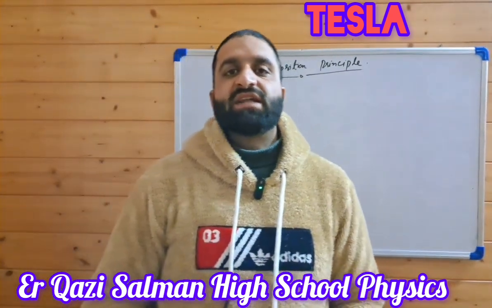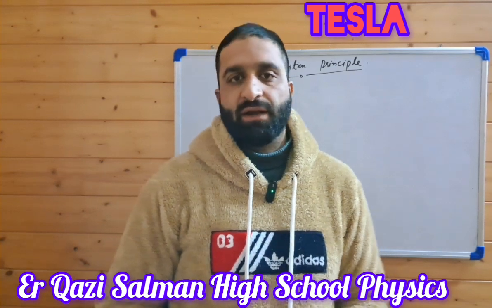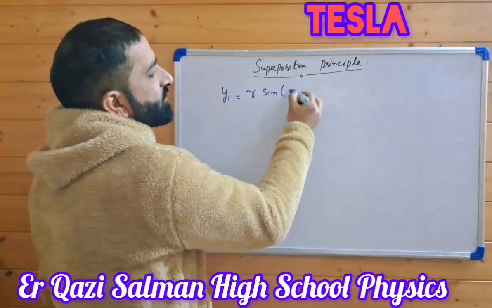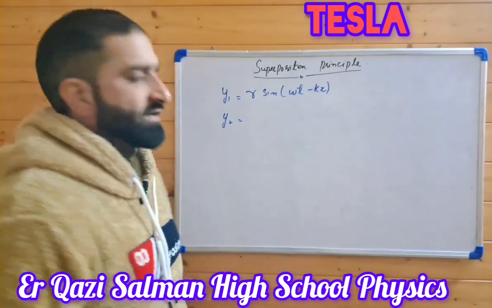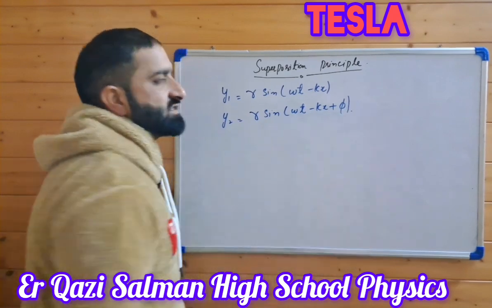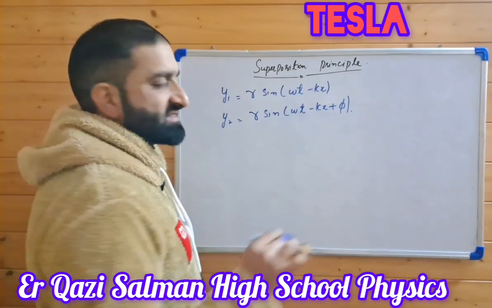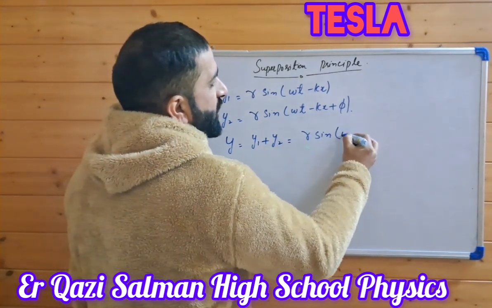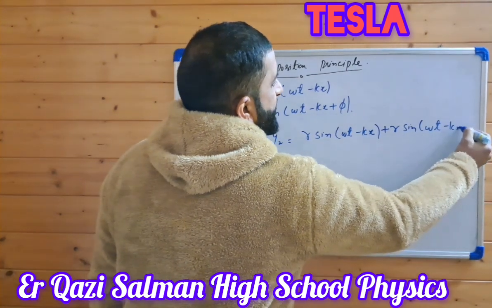To illustrate this superposition principle, let us take an example of two waves with angular frequency 2 pi nu and angular wave number equal to 2 pi divided by lambda. So let the displacement of wave 1 be y1, that is r sin(omega t minus kx), and another wave y2 having the same amplitude but having a phase difference of phi, and that will be equal to r sin(omega t minus kx plus phi), where phi is the phase difference between the two waves. Now if these two waves superpose, then the displacement of the resultant wave will be y equal to the algebraic sum y1 plus y2, that is r sin(omega t minus kx) plus r sin(omega t minus kx plus phi).